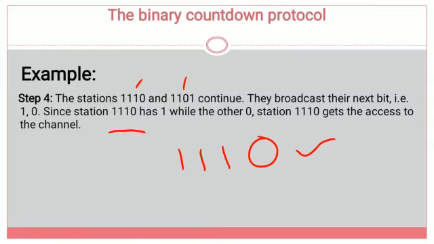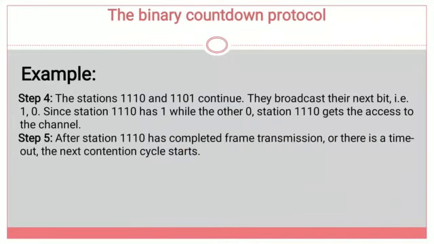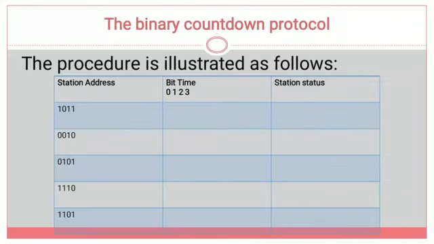Once the data is successfully transmitted, the procedure starts again from the first step for the remaining 4 stations. In this way we give preference to the particular stations in the contention window. Now we'll see a simple procedure for how the stations take access to the channel.